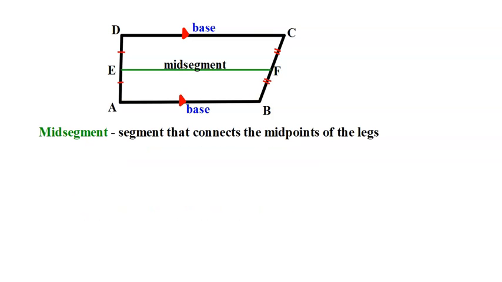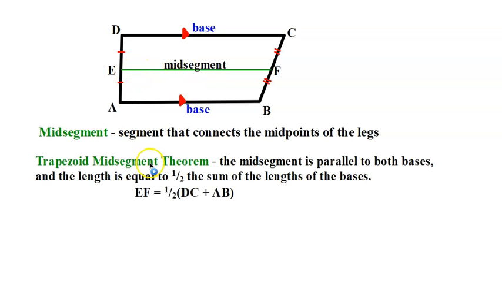Other thing we have is the midsegment. The midsegment of a trapezoid, just like the midsegment of a triangle, connects two midpoints. Now, one thing about a trapezoid is it always connects the midpoints of the legs, not the midpoints of the bases. There is no midsegment that connects the midpoints of the bases. The midsegment always connects the legs, and because of this, the midsegment will be parallel to both of the bases, and it will be equal to half the sum of the lengths of the bases.